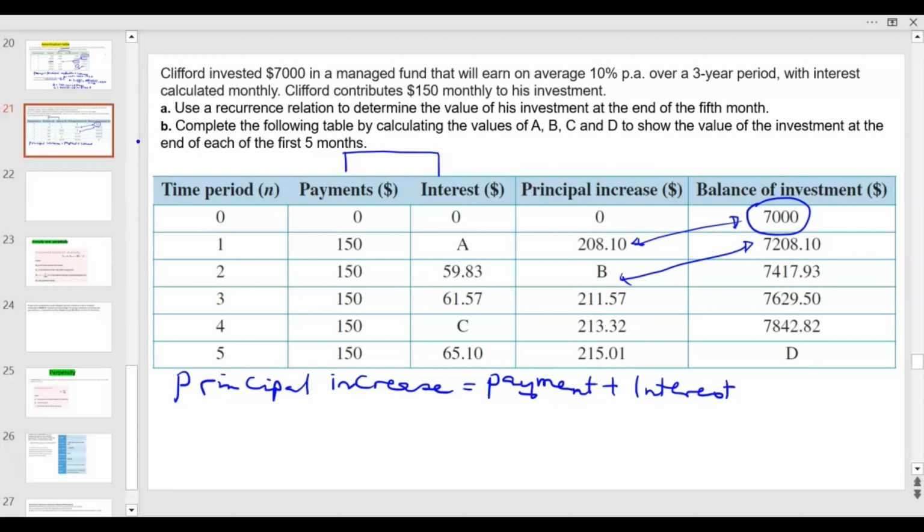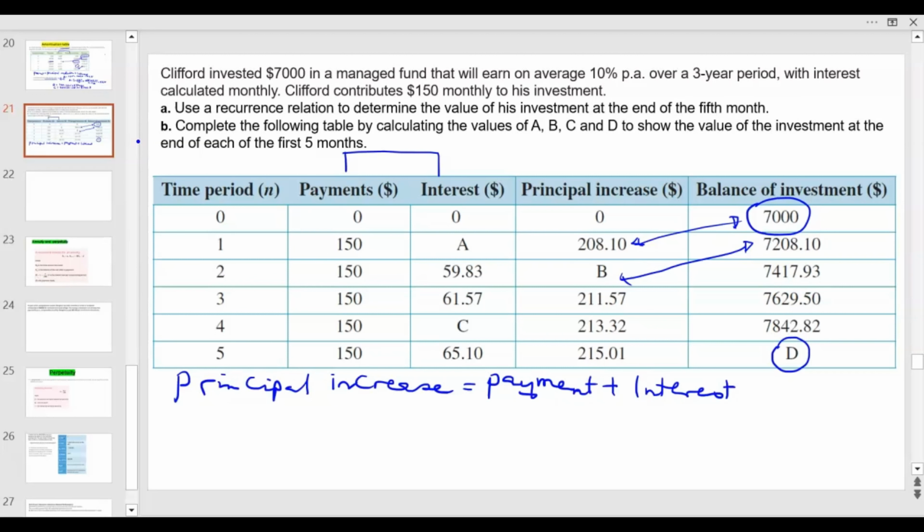Alright, let's have a look at this one here. Use a recurrence relation to determine the value of his investment at the end of the 5th month. So we could use the recurrence relation, which is basically this one here, or we can keep calculating as we go along. Now, Clifford invested 7,000 in a managed fund that will earn interest on average 10% per annum over 3 years, where the interest is calculated on a monthly basis, and he's making a monthly contribution of that amount.